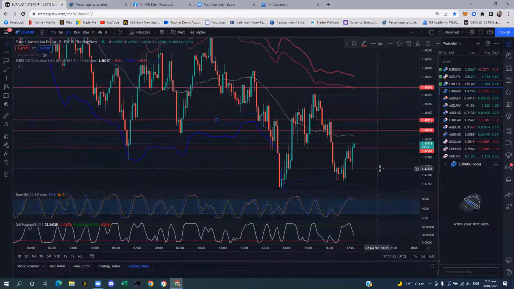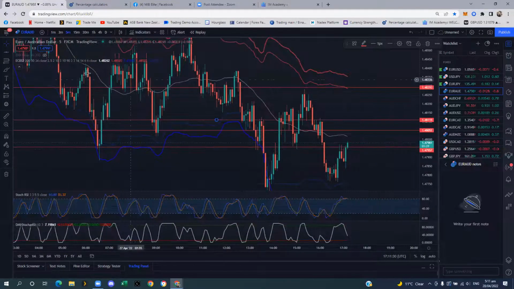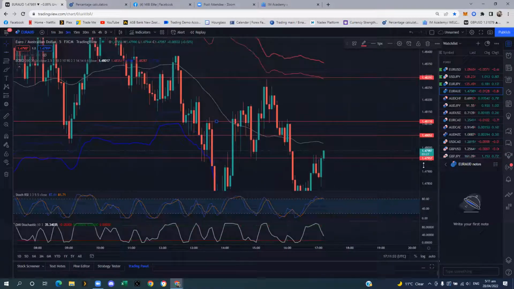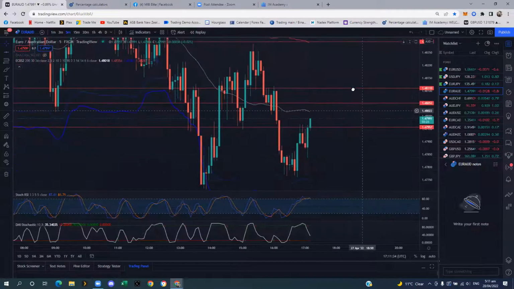And so now that we're down on this 5 minute time frame, I'm going to make my adjustments. This is the time frame that I find my entries on.